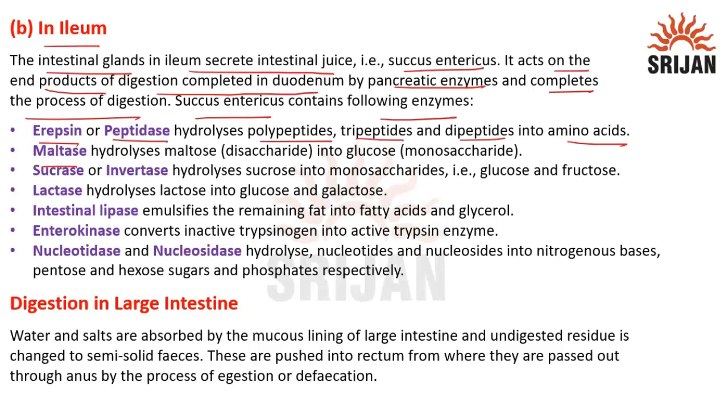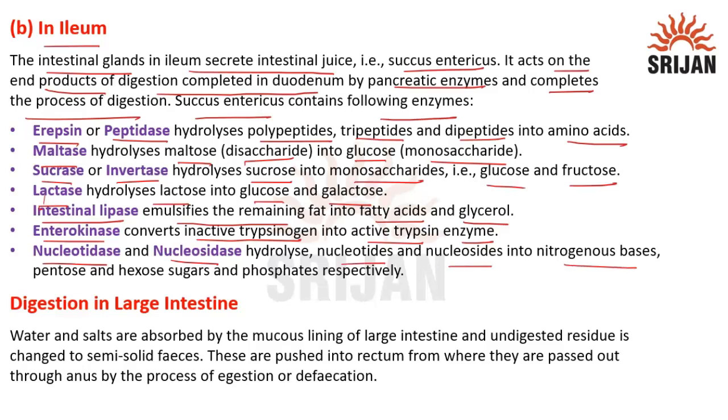Then maltase hydrolyzes maltose, a disaccharide, into glucose, a monosaccharide. Then sucrase or invertase hydrolyzes sucrose into monosaccharides, that is glucose and fructose. Then lactase hydrolyzes lactose into glucose and galactose. These are also monosaccharides. Intestinal lipase converts the remaining fat into fatty acids and glycerol. Enterokinase converts inactive trypsinogen into active trypsin enzyme. Nucleotidase and nucleosidase hydrolyze nucleotides and nucleosides respectively into nitrogenous bases, pentose and hexose sugars, and phosphates.